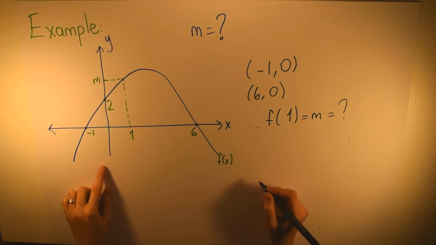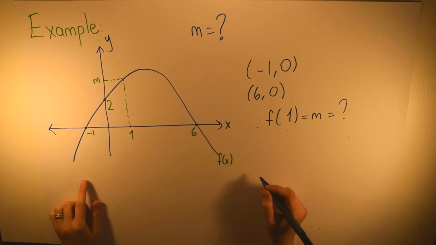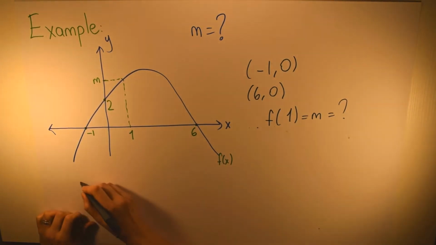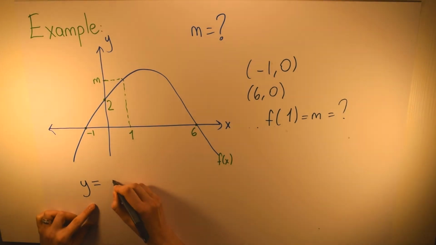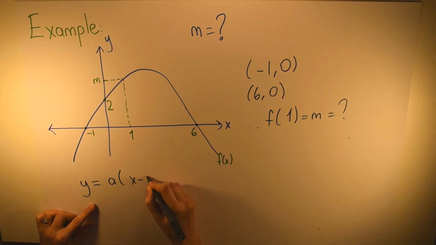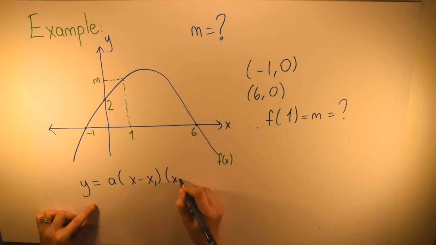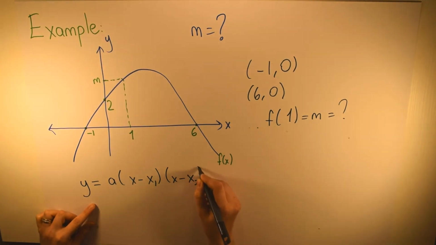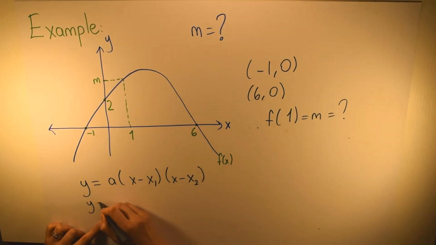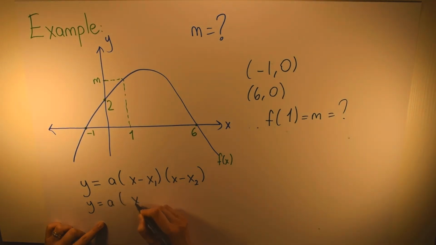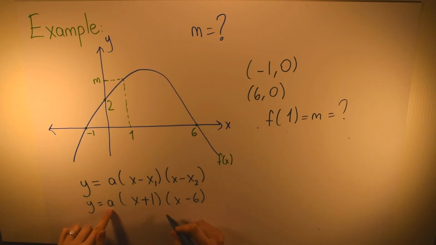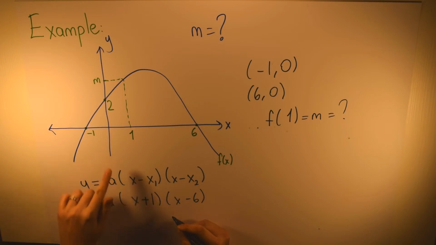So how was the formula if I have two x-intercepts? It was, let me write it here, y is equal to a times (x minus x1) times (x minus x2), right? So y is equal to a times (x, what is x1? It's minus 1, and it will become plus 1) times (x minus 6). So from here, how can we find a?